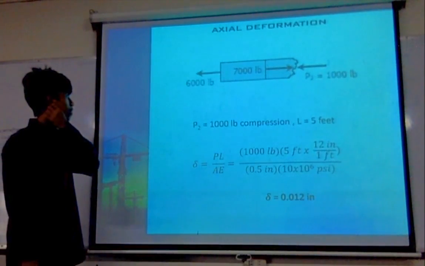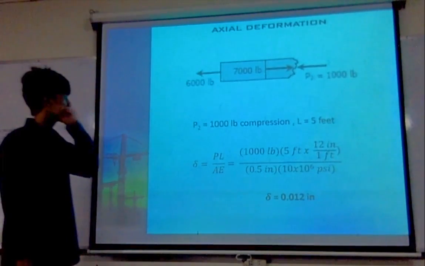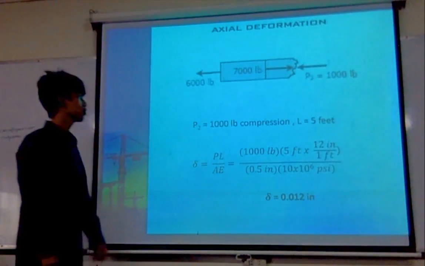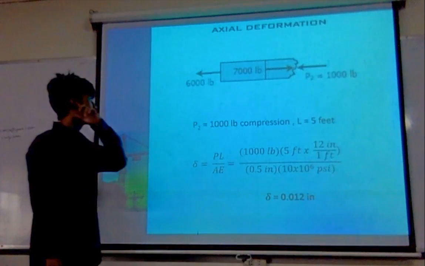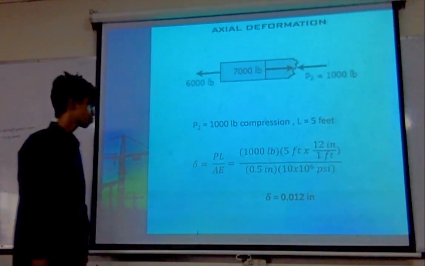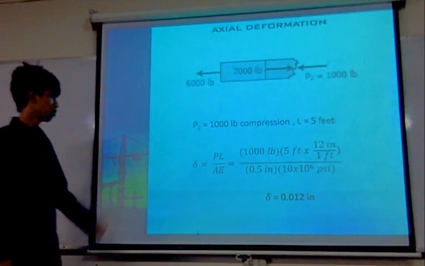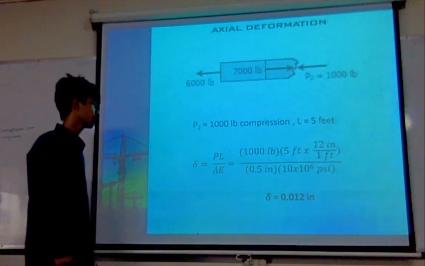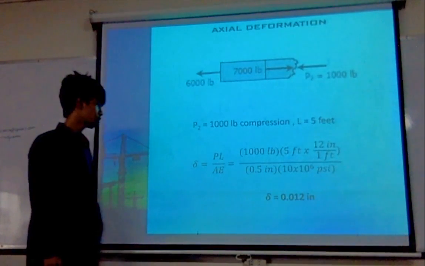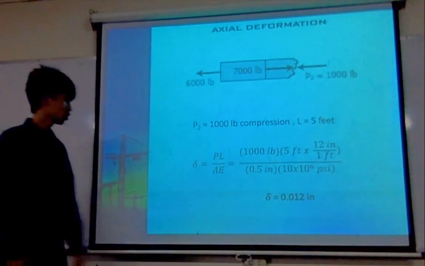For the second bar, you can see two forces acting on it, a force to the right and a force to the left. Subtracting the forces, we will get a compression force of 1,000 pounds. The length of the bar is 5 feet. So again, substituting the values in the given formula, you get a deformation of 0.012 inches.